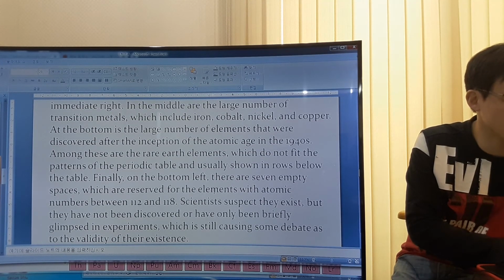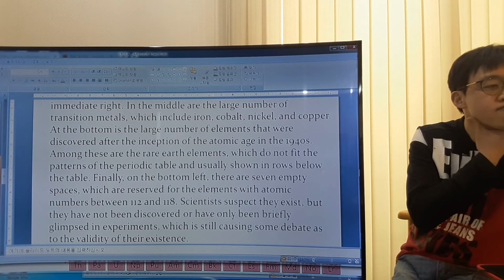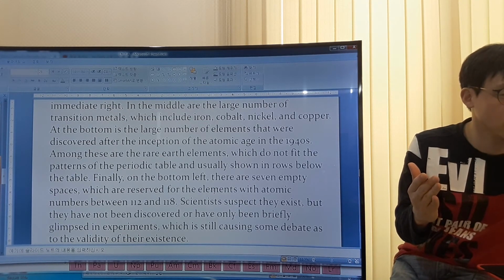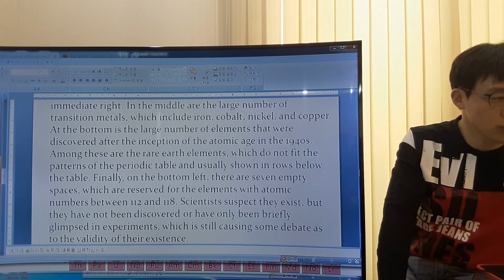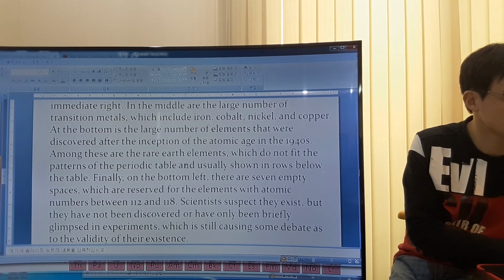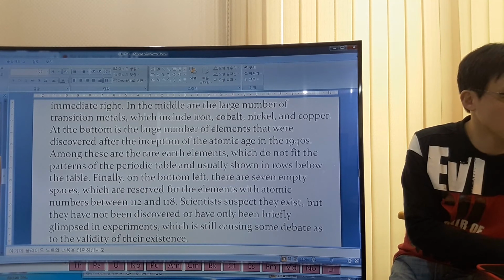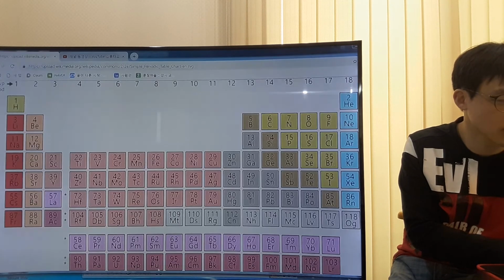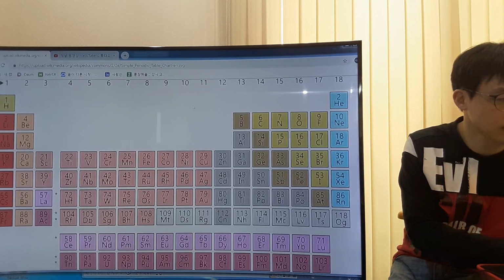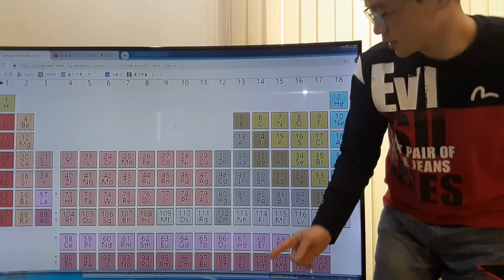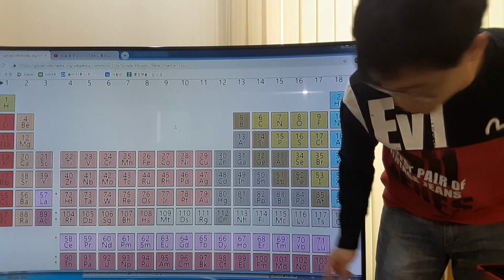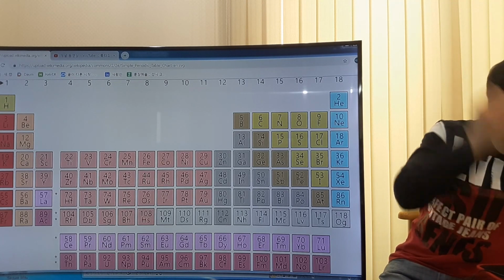At the bottom is the large number of elements that were discovered after the inception. Inception means the beginning. After the beginning of the atomic age in the 1940s. That's the end of World War II. And among these are rare earth elements which don't fit the patterns of the periodic table and are usually shown in rows below the table. Like these ones right here. Is this right? Yeah. These ones don't fit anywhere, so you put them at the bottom. That's what it means. And these were discovered after World War II.